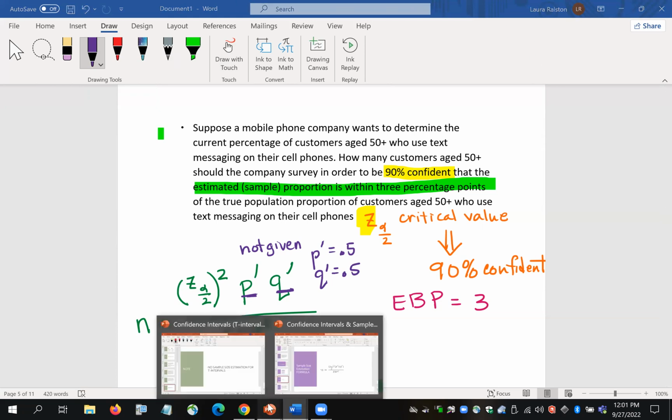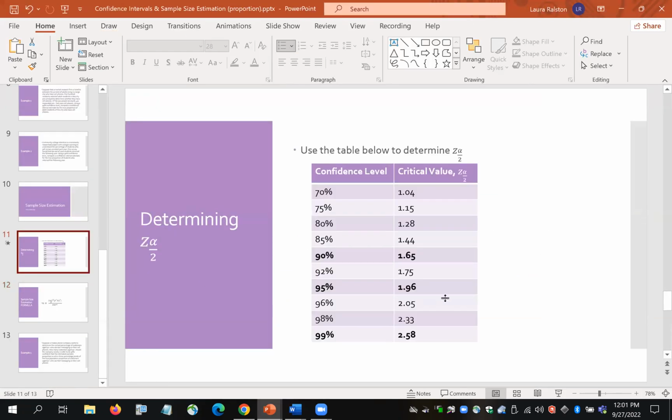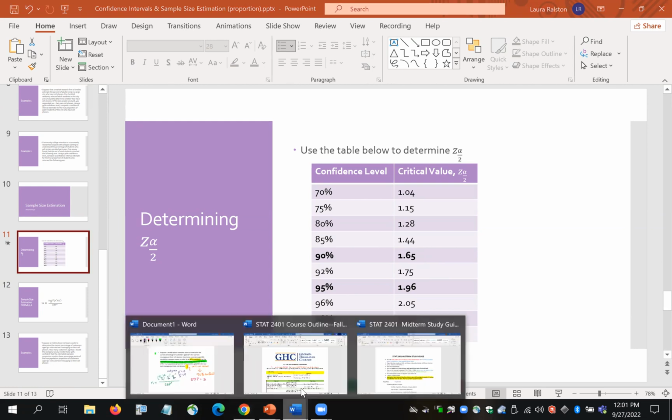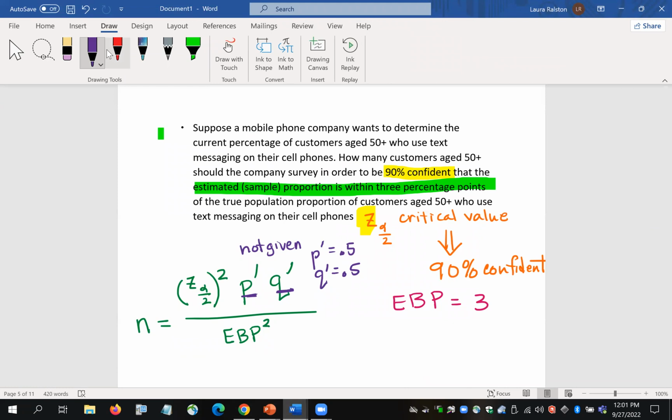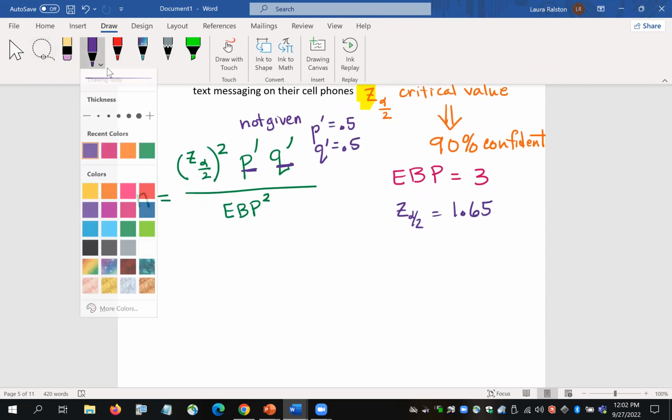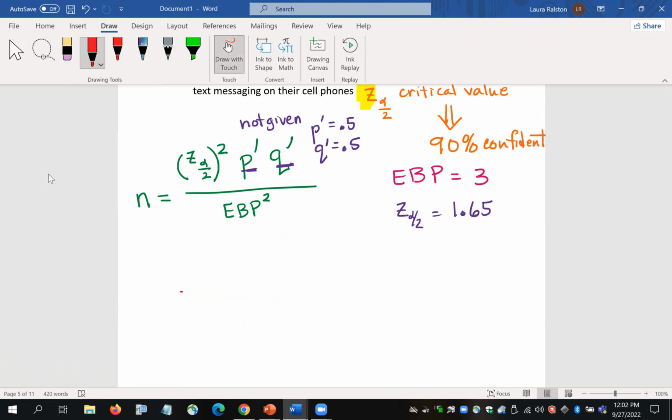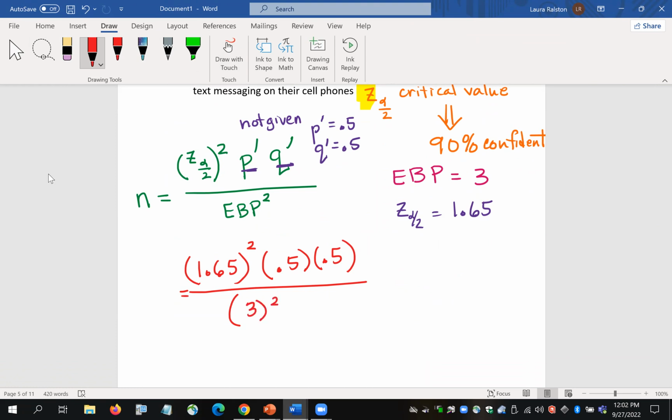Okay, so I need to go back out here to my table because I wanted 90%. So 90%, my critical value is 1.65. So based off of my table, I know that Z alpha divided by 2 is 1.65. And then it becomes a plug and chug. I know that Z sub alpha over 2 is 1.65, and I'm going to square it. P prime is 50%. Q prime is 50%. And my error bound for the proportion is 3. That was given to me in the problem, which is squared.